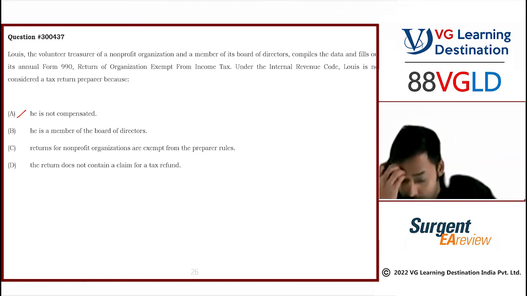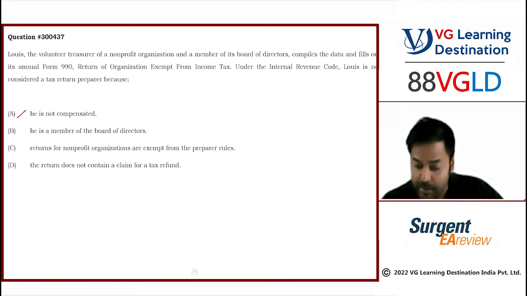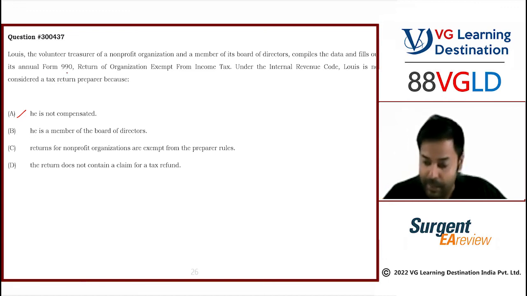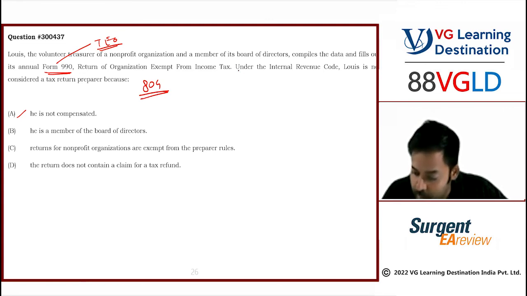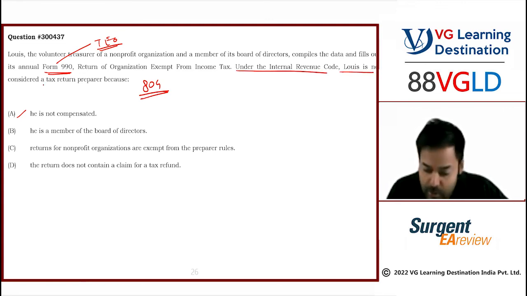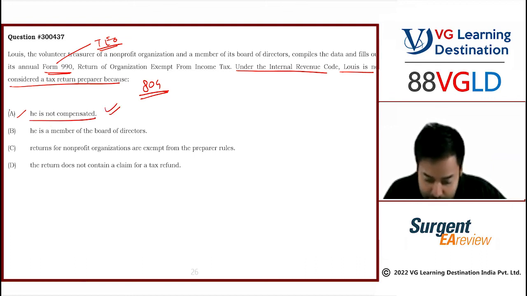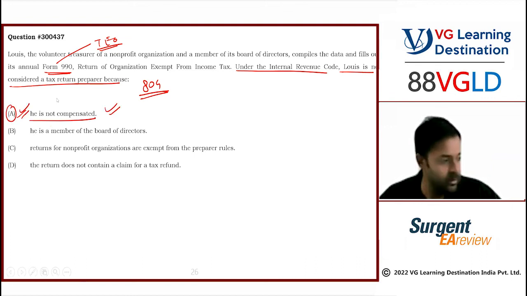Louis, the volunteer treasurer of the NPO and a member of the board of directors, compiles the data and fills out the annual Form 990. 990 is basically for the tax exempt organizations, the way we have 80G organizations in India. Under the IRC, Louis is not considered to be a tax return preparer because he is not compensated. Absolutely correct. That is the answer.